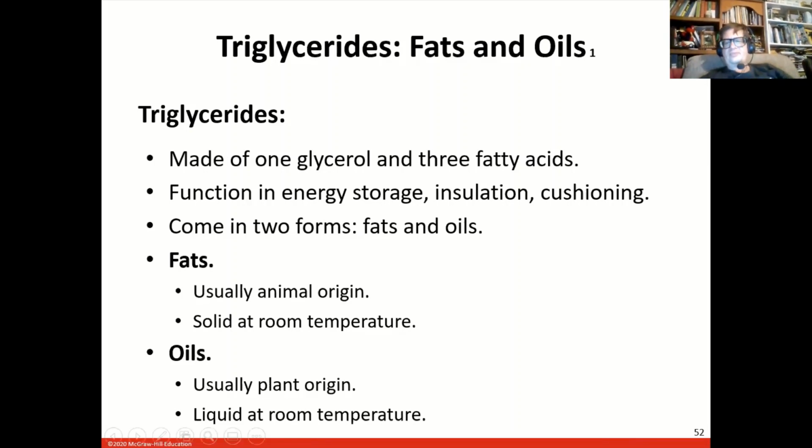Oils tend to be plant-based in origin and liquid at room temperature because they tend to be unsaturated, maybe even polyunsaturated. That means that there are places in the fatty acid chains that don't have as many hydrogens. And what that does is it allows bends and kinks in the fatty acid chain, which makes each molecule bigger, thicker, which means you can't pack as many of them close together, which means that they're more liquid at room temperature. All right, so let's move on.